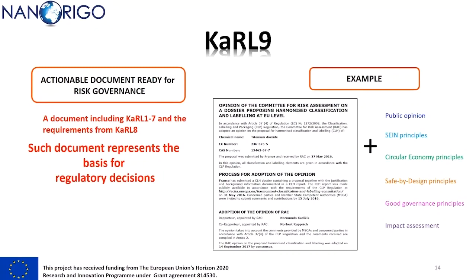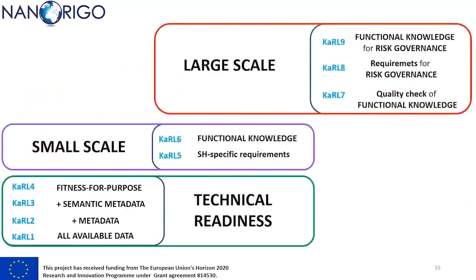And if this document is combined with additional public opinions and science principles and circular economy principles, so all the requirements from KaRL 8, then it can be considered finally KaRL 9 and ready for regulatory decision making, ready for nano-risk governance. Finally, to sum up the KaRL approach, it is divided into 3 blocks, mainly technical readiness, small scale and large scale.